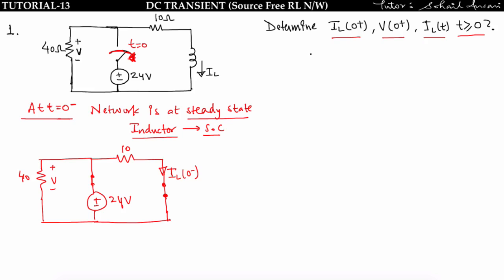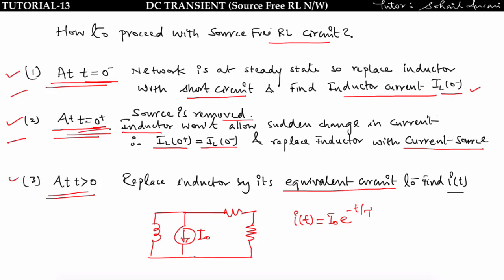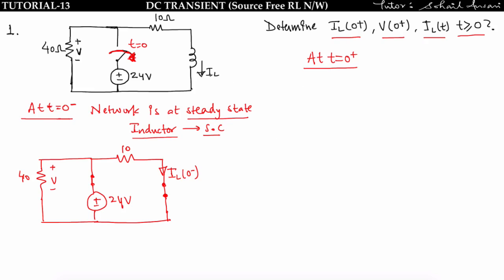Now draw the circuit for t is equal to 0 plus. What I told you, at t is equal to 0 plus this inductor won't allow sudden change in current, that means this inductor will have maximum energy and it will have maximum current. Okay, so we can replace that inductor by a current source having maximum current I naught. Got it? So first draw the circuit at t is equal to 0 plus.